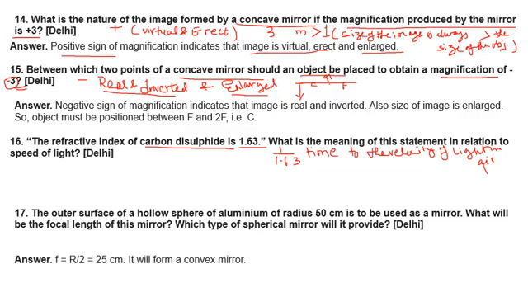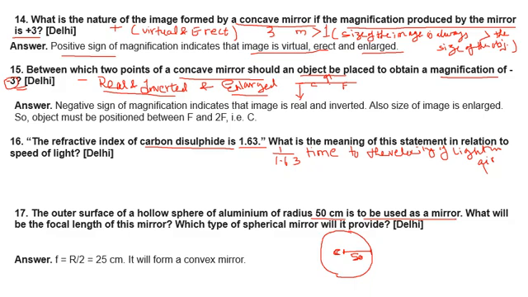Next question. The outer surface of a hollow sphere of aluminium of radius 50 centimeter is to be used as a mirror. So the radius is 50 centimeter. Let's draw a surface of aluminium, and this radius is 50 centimeter. That means this center is 50 centimeter away from this surface, so the radius of curvature is 50 centimeter.